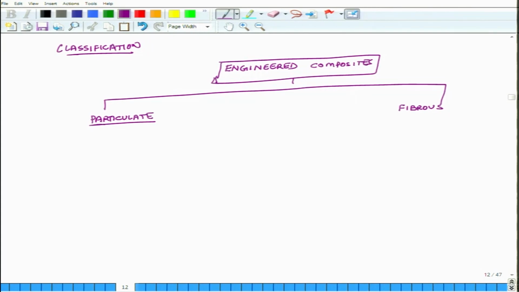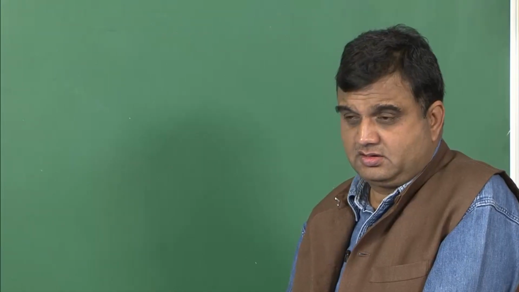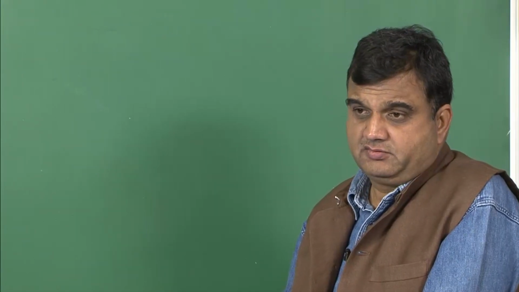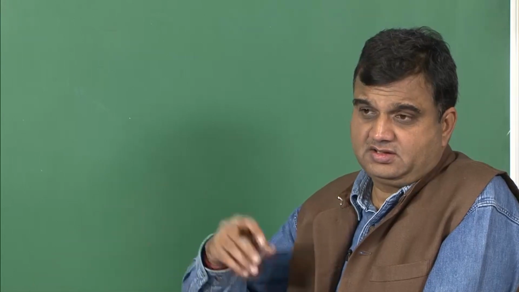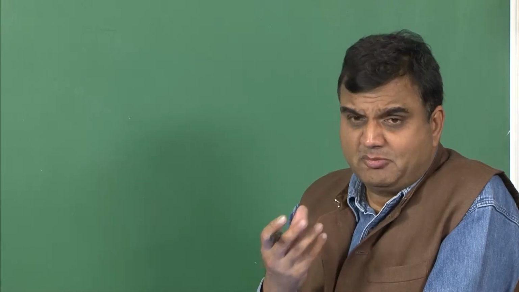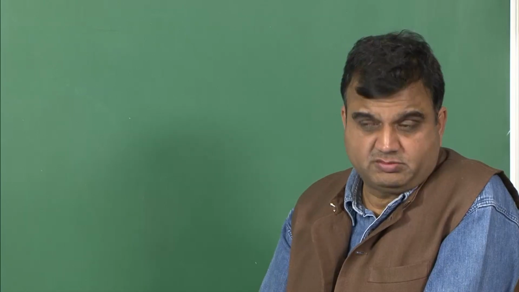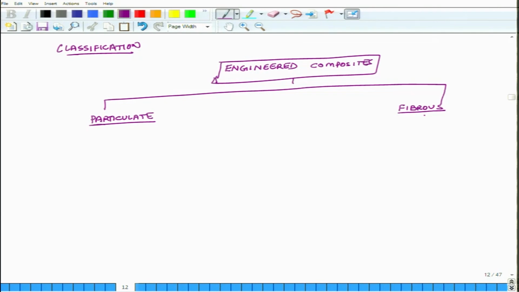A particulate composite is a composite material which has a mixture of particles, for instance concrete, which is a mixture of particles and cement. So, it has a mixture of particles or some lumpy things and a matrix material. In concrete, that would be cement and sand. And in a fibrous composite, you have fibers, that is one constituent, and the other constituent would be some matrix material.